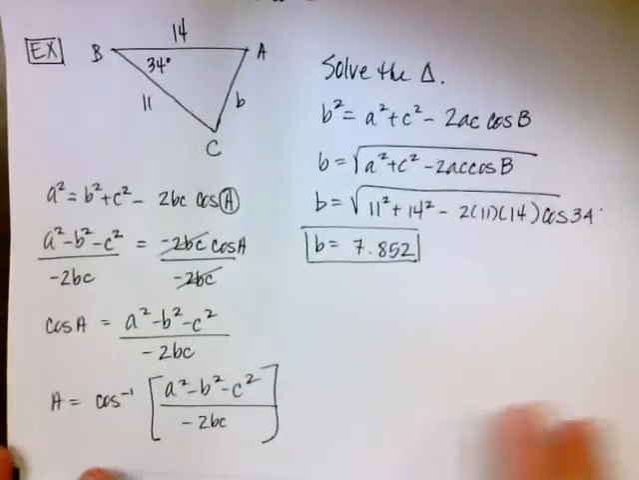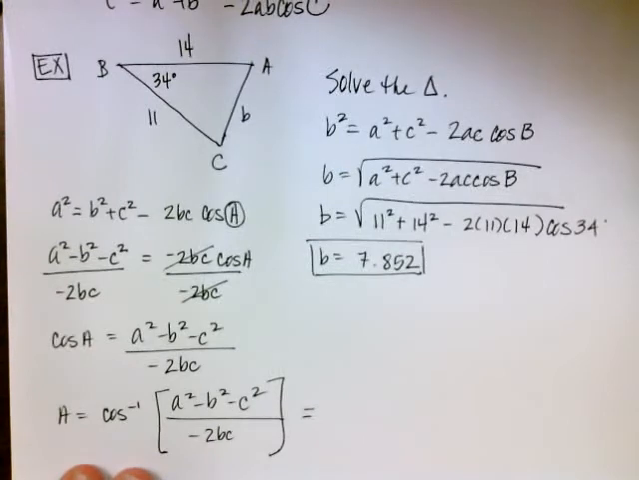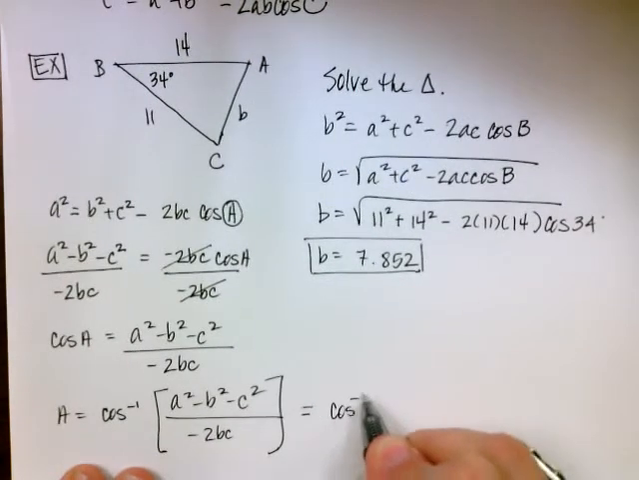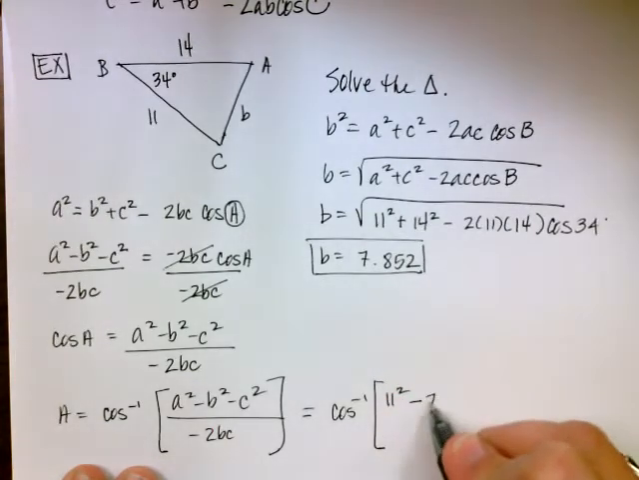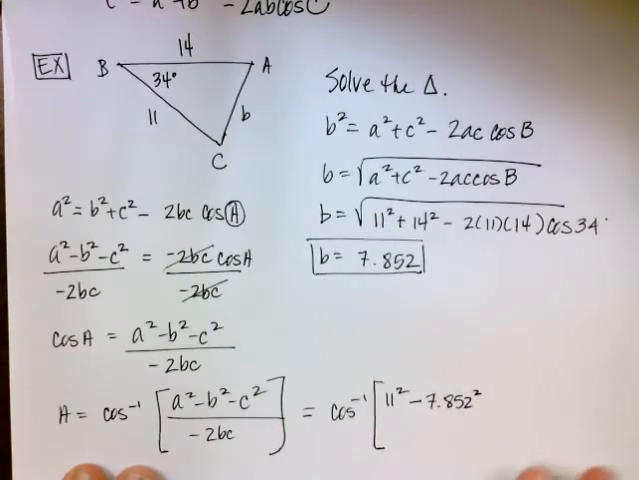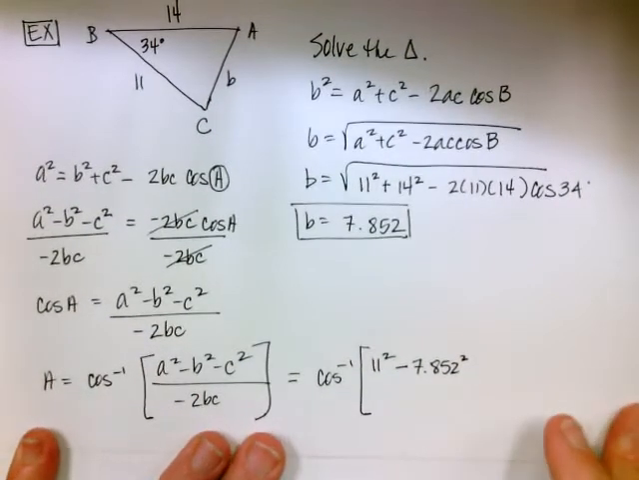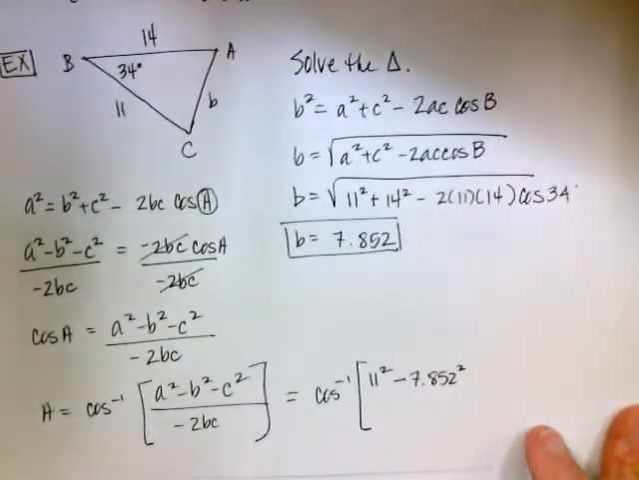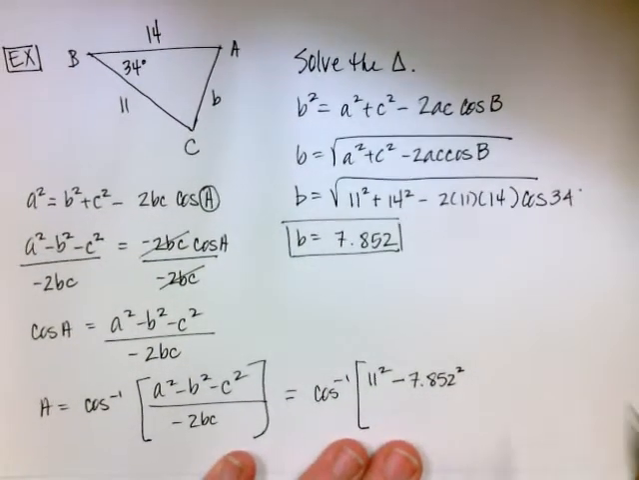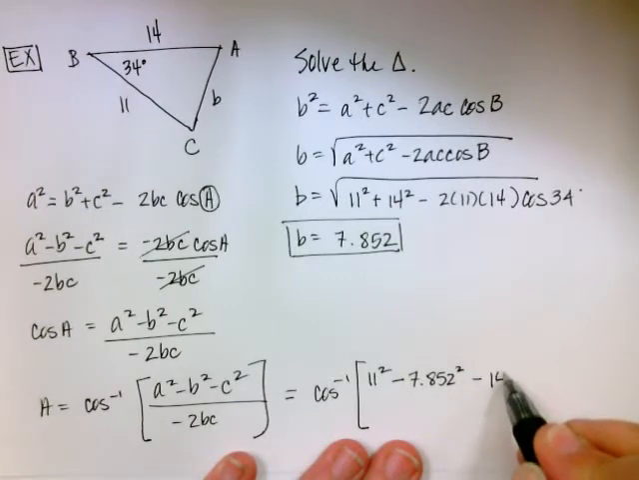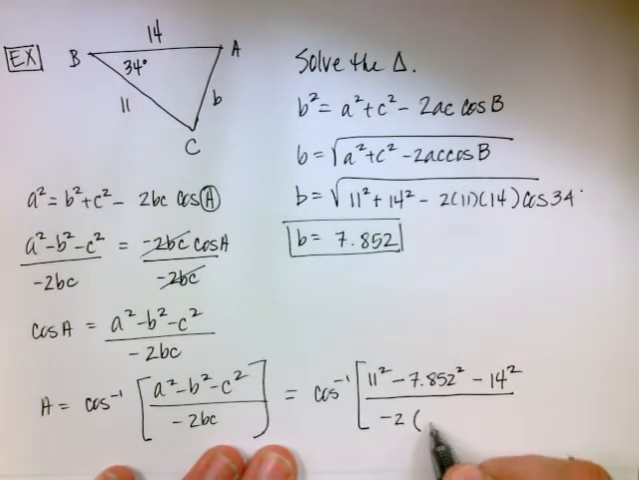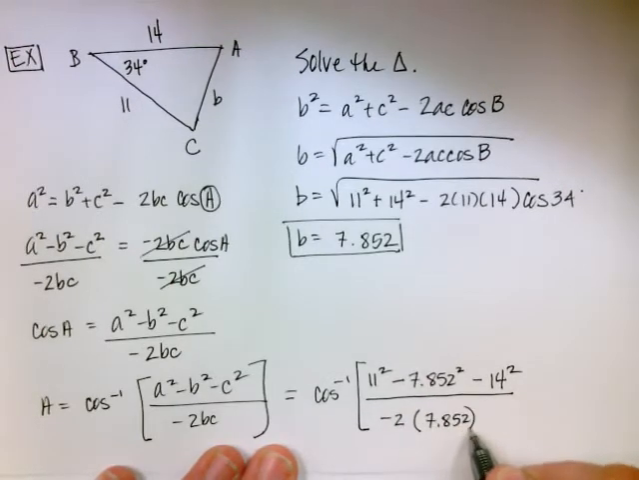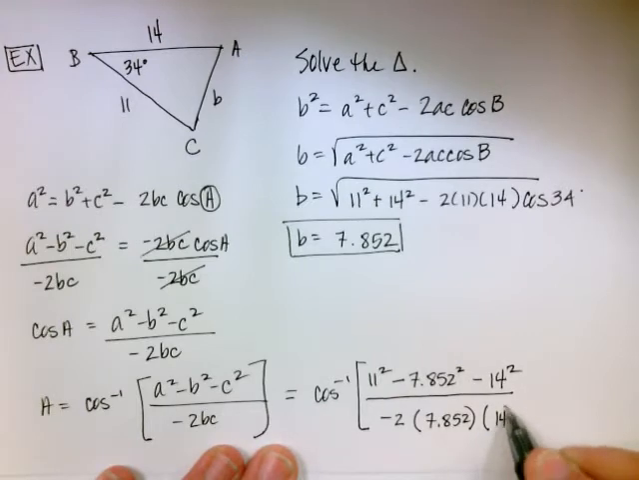Now I'm going to substitute these values into this formula. So here's my inverse cosine. a is 11 squared, b squared we found to be 7.852 squared, and if you're not using 3 decimal places, you can generate enough error to get the problem wrong. So make sure you're using 3 decimal places. My c value was minus 14 squared, and then it's going to be over a negative 2 times b, which was 7.852, and our c, which was 14.